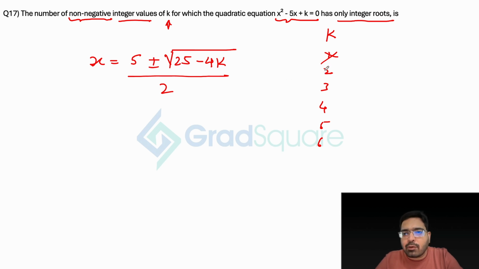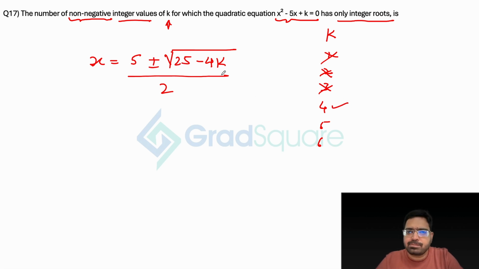Integral roots. If you put a 2, it will give me an 8. 25 minus 8 will give me 17. Again, not possible. If you put a 3, it will become 12 and this will give me 13. That is also not possible. If you put 4, it will give me 16. 25 minus 16 is going to be what? 9, which will give me a plus minus 3.